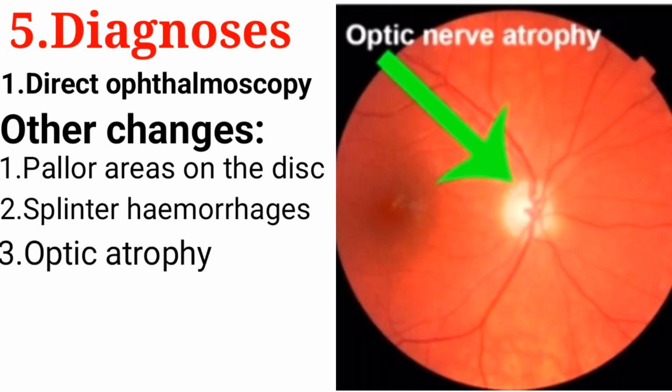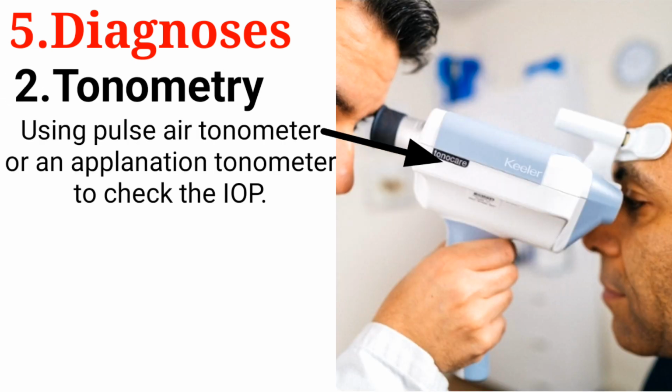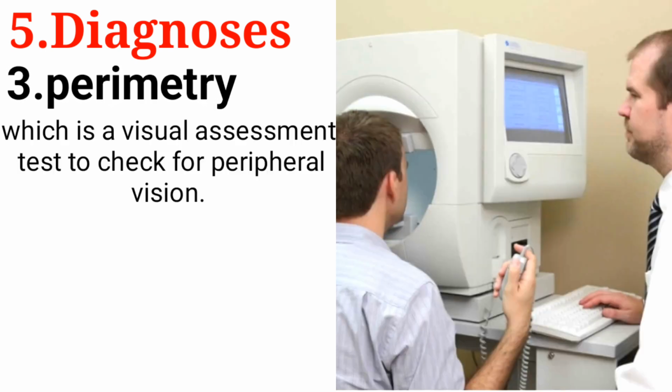The second step is tonometry, using a pulse air tonometer or an applanation tonometer to take the IOP. The third step is perimetry, which is a visual field assessment test to check for peripheral vision.